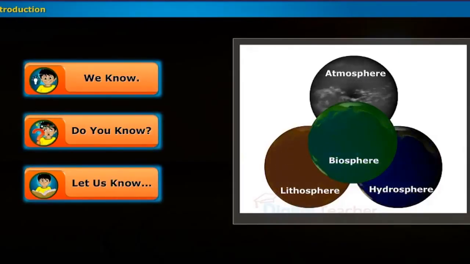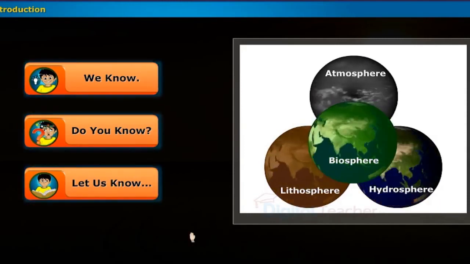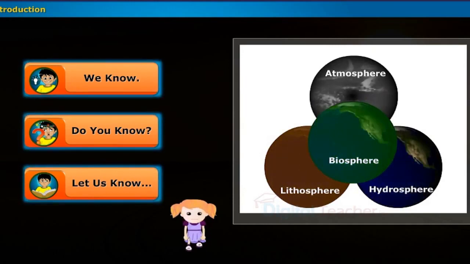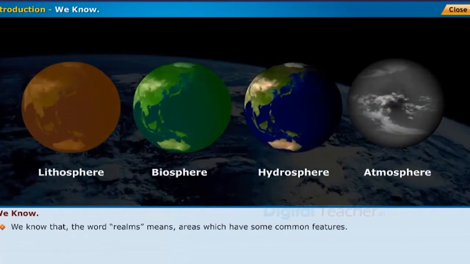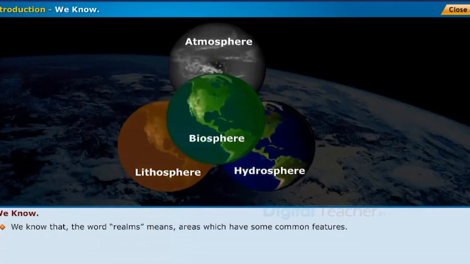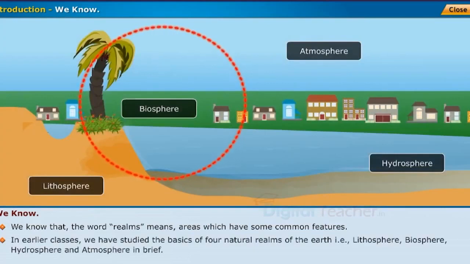Introduction. Before entering into the chapter, follow the instructions shown on the screen. We know that the word realms means areas which have some common features. In earlier classes, we have studied the basics of 4 natural realms of the Earth, that is, lithosphere, biosphere, hydrosphere, and atmosphere in brief.